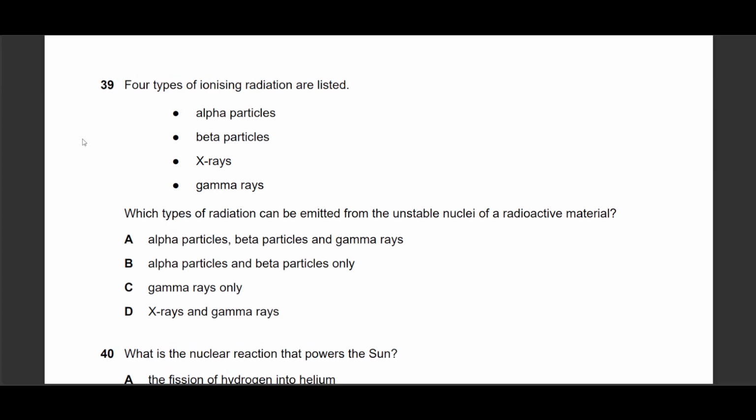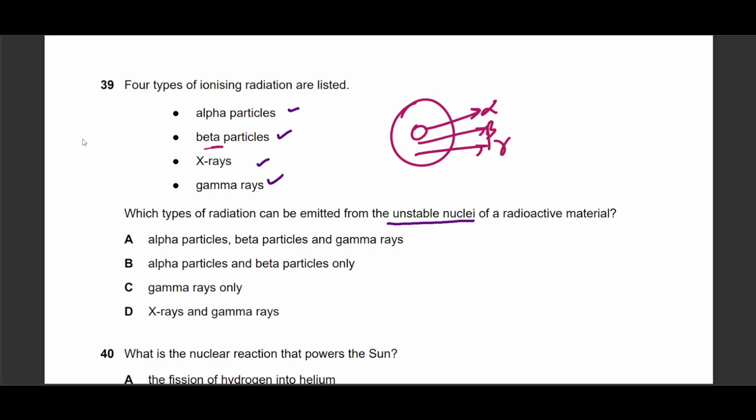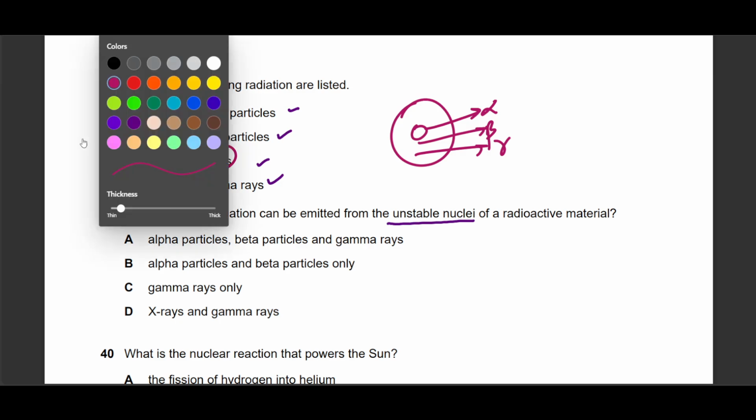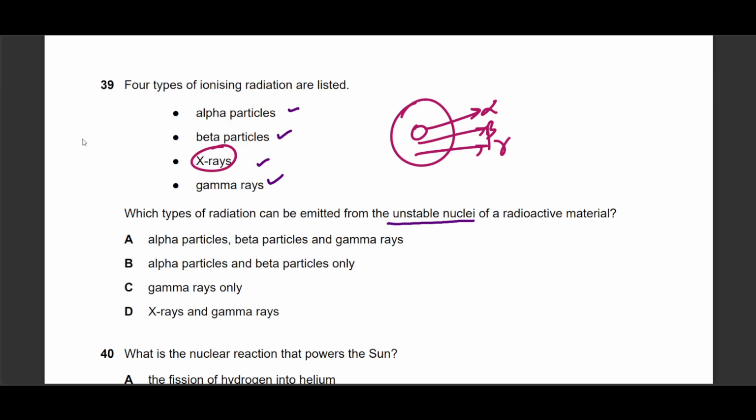39 suggests 4 types of ionizing radiation exist. Yes, alpha, beta, and X-ray and gamma. Which radiation comes from the unstable nuclei? Now, radiation from an unstable nucleus or radioactivity itself is only of 3 types. From a spontaneous nucleus, there can be only 3 radiations. There could be alpha, there could be beta, and there could be gamma. X-ray is made artificially by using the X-ray machines, right?